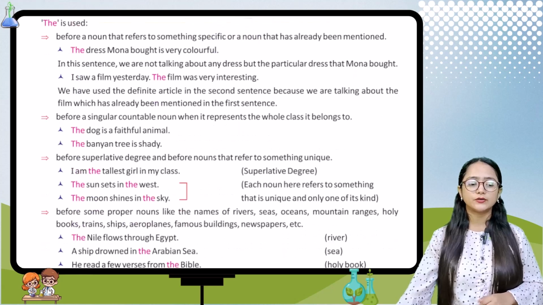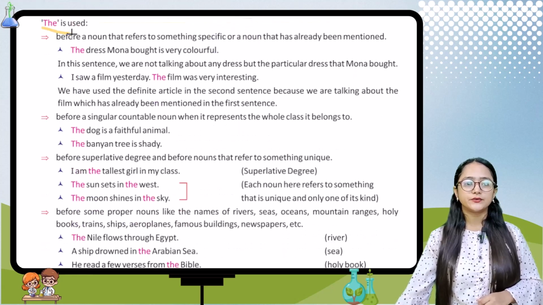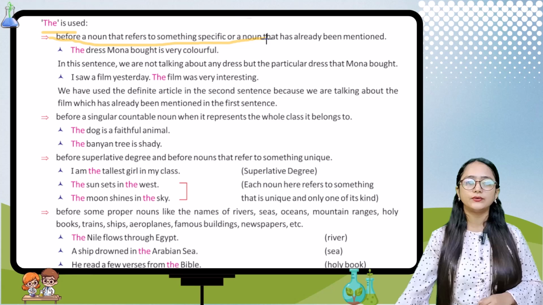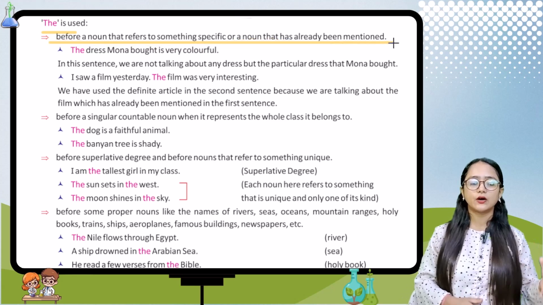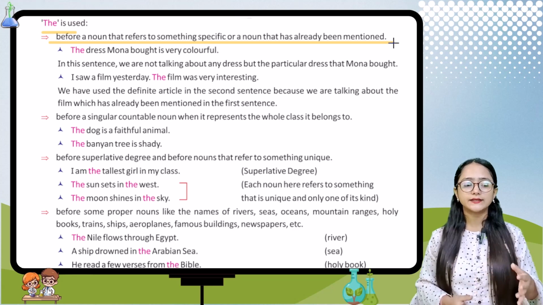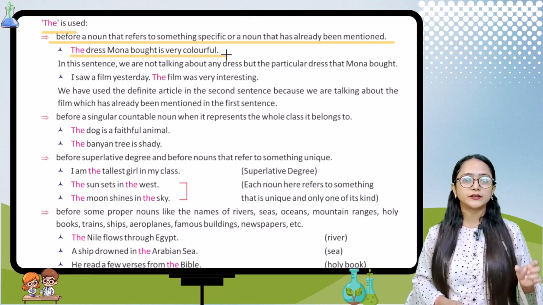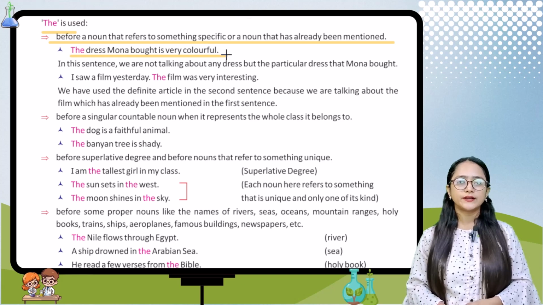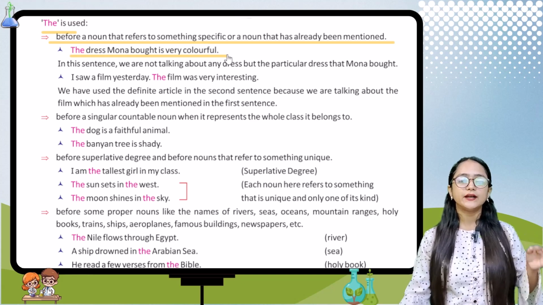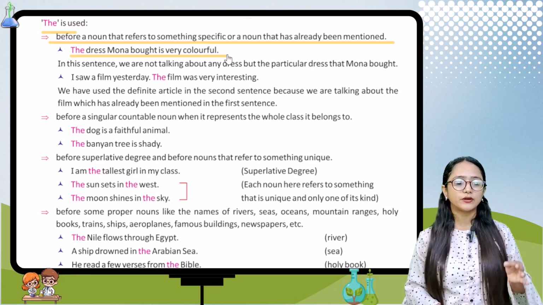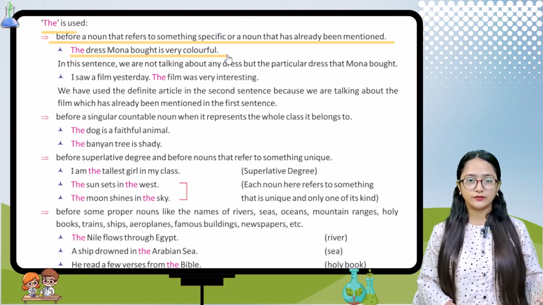Now students, let's talk about the use of the. The is used before a noun that refers to something specific or a noun that has already been mentioned. In that condition, you have to use the. For example, the dress Mona bought is very beautiful. So basically it is talking about the particular dress which Mona bought, that is very colorful.